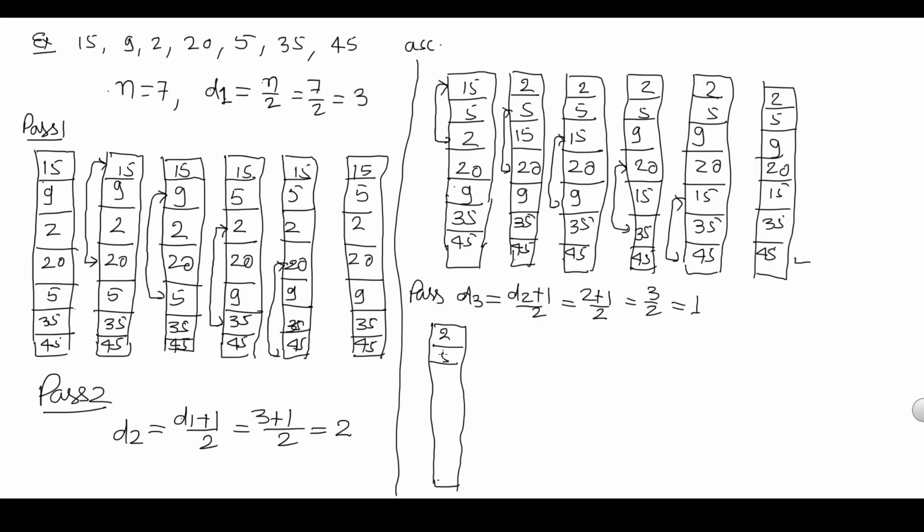So 2, 5, 9, then 20, 15, 35 and 45. This time D is 1, so we will compare the elements which are one distance apart. So first we will compare 2 with 5. Because 2 is less than 5, no swapping is required.